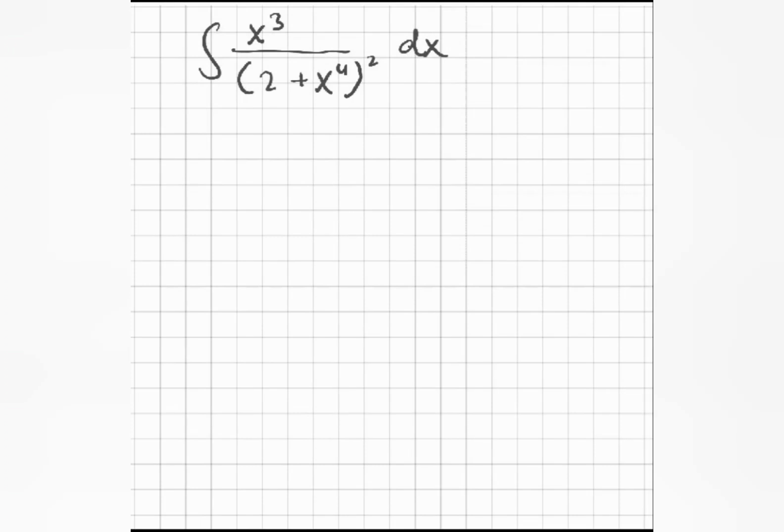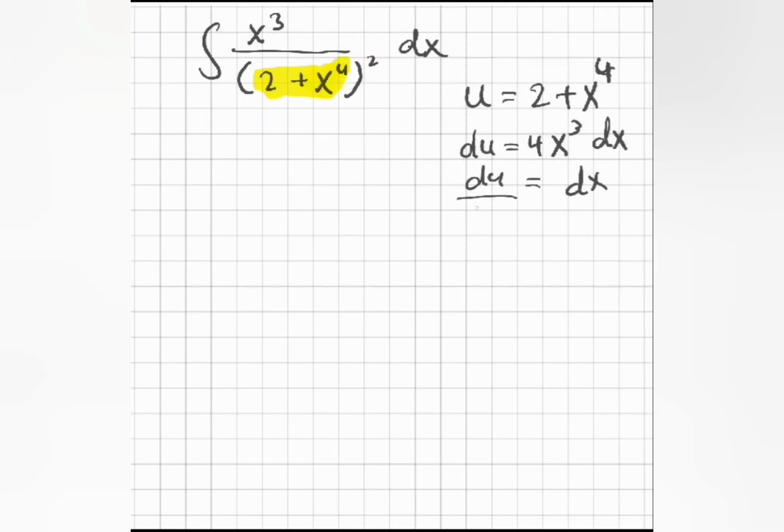Now typically it's better to make u equal to the stuff that has the higher exponent. 4 is higher than 3. So let's make u equal to 2 plus x to the 4th. du is going to be the derivative of x to the 4th, so that's 4x to the 3rd power times dx. And as always, I recommend that you solve for dx, just to avoid mistakes.